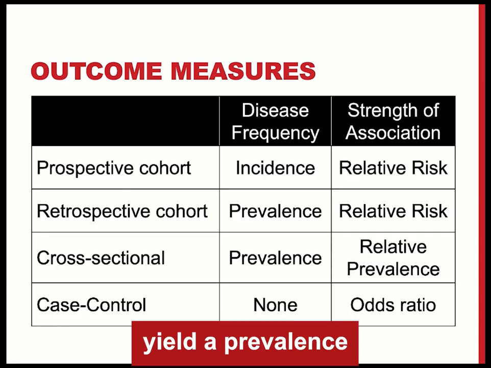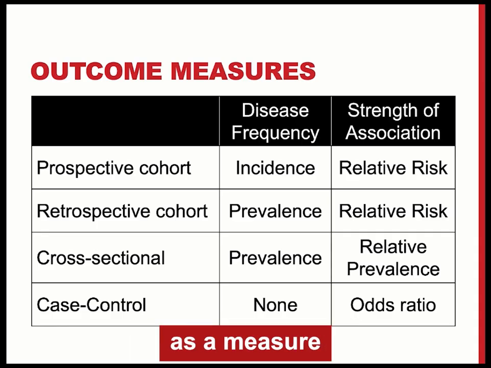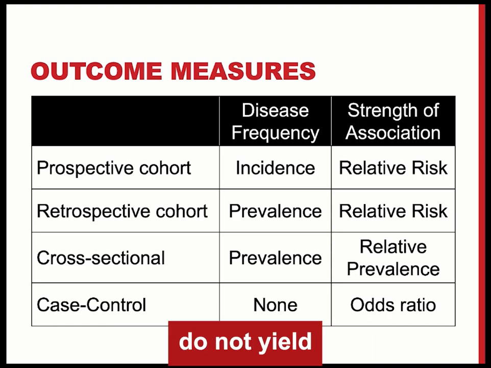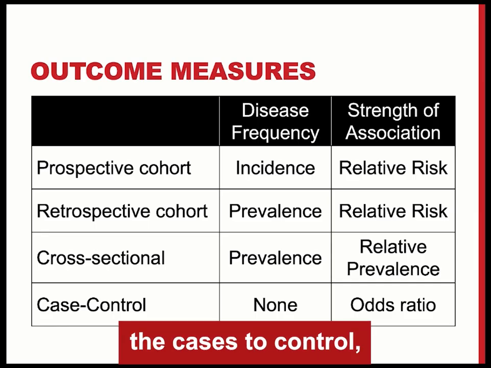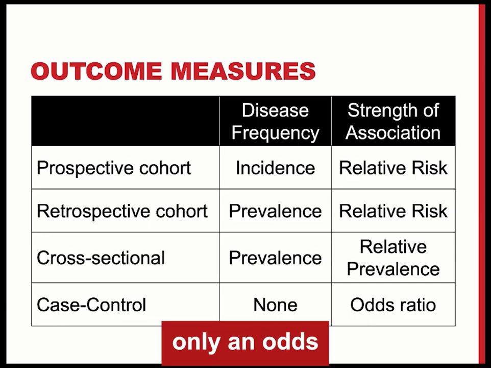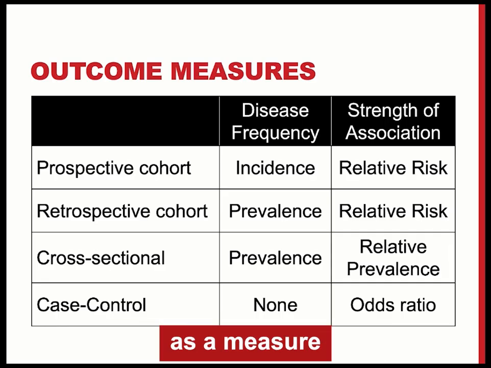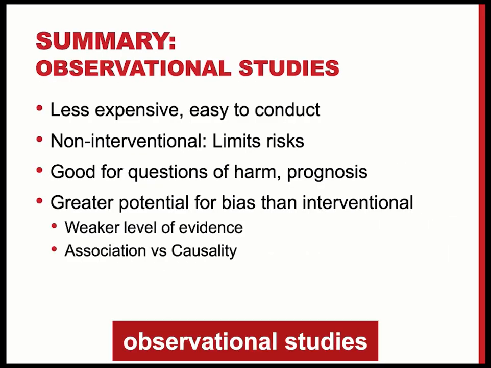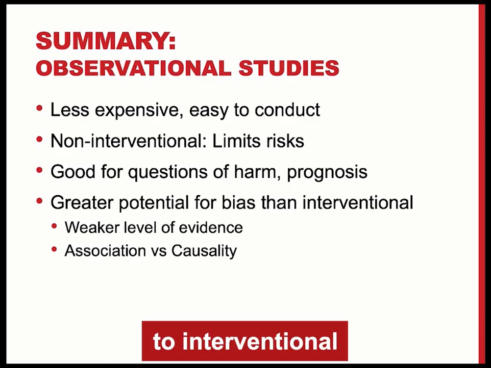Retrospective cohort studies yield a prevalence as a measure of disease frequency and a relative risk as a measure of the strength of association. Case control studies do not yield a measure of disease frequency because the investigators select the ratio of the cases to control, and therefore only an odds ratio can be calculated as a measure of the strength of association. In summary, observational studies are less expensive and easier to conduct when compared to interventional studies.